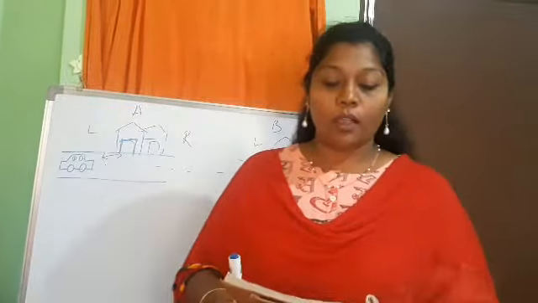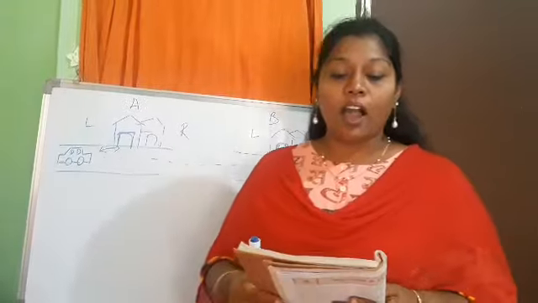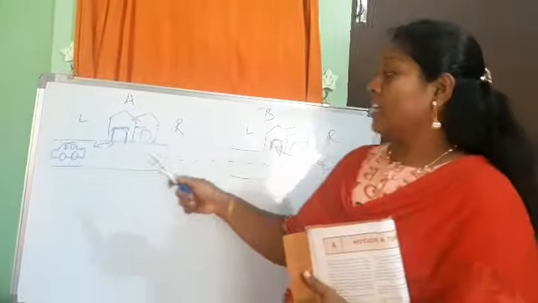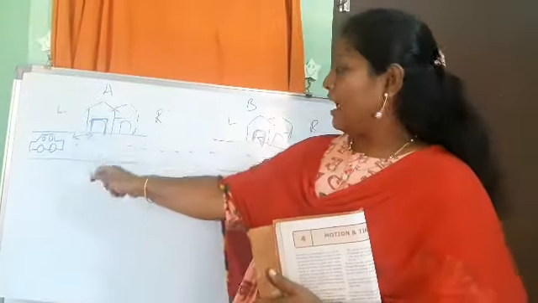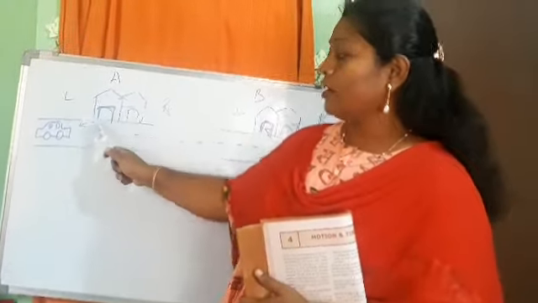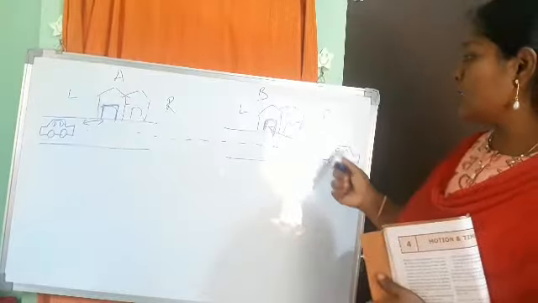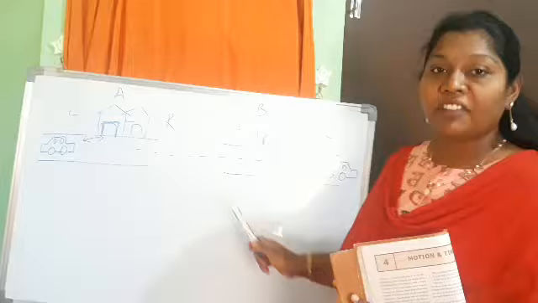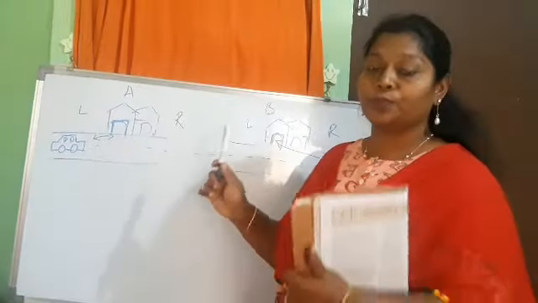Okay children? Okay. The distance between the car and the gate of the house is changed. See here, the distance between the car and the gate of the house is changed. See here, it is very near to the gate. If you observe here, it is a little far from the gate. So the given statement is definitely true.